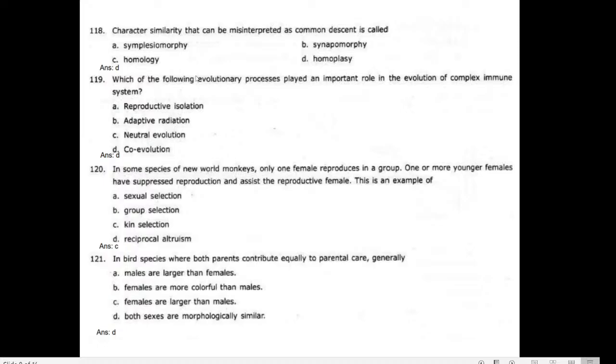Which of the following evolutionary processes played an important role in the evolution of the complex immune system? The answer is co-evolution.